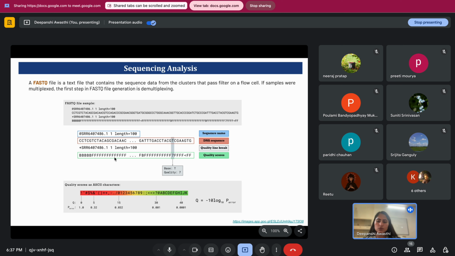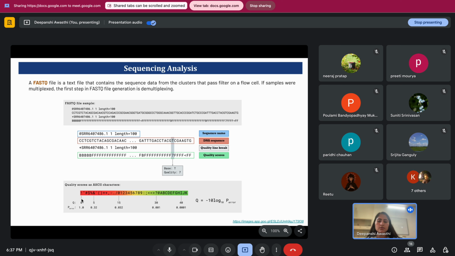These quality scores are given in ASCII character form. Here I have shown the different ASCII characters which are used to give scores in these sequencing methods. For example, here we see BBF. What does this mean? If you see the P error, this is the quality. Quality goes from 0 to more than 40, and it can go up to 100.